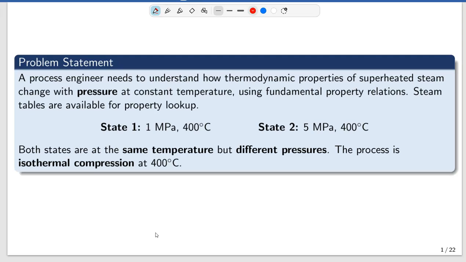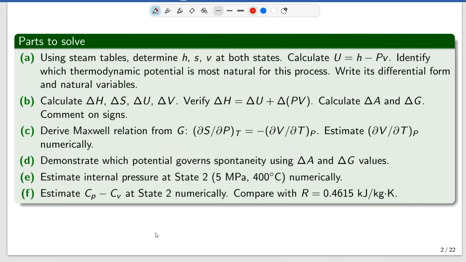Now here is an interesting question. When you compress steam like this, does entropy go up or down? Does the process happen on its own, or do you need to supply work? And how different is real steam from an ideal gas at high pressure? We are going to answer all these questions step by step.